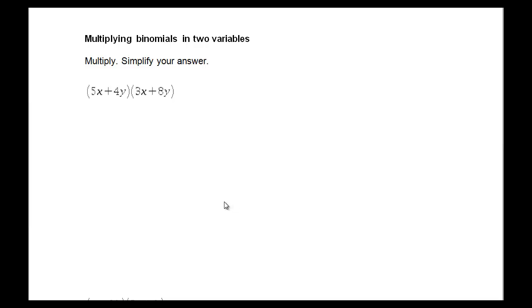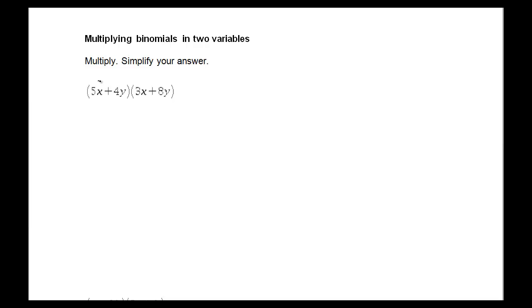Okay, now we're going to be multiplying binomials that have two variables. Again, we have two binomials here, and you see them. This one times this one. And so there's really no difference, and it's the same process that we use to multiply binomials in one variable.